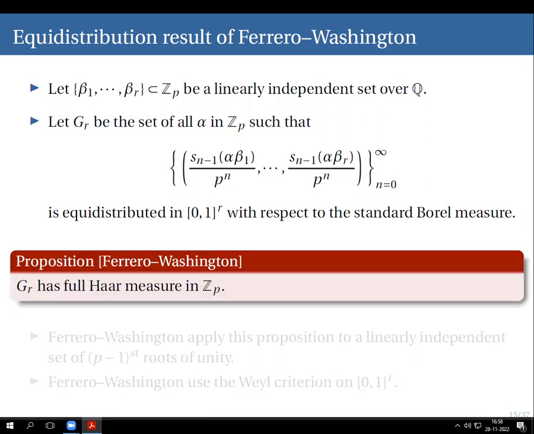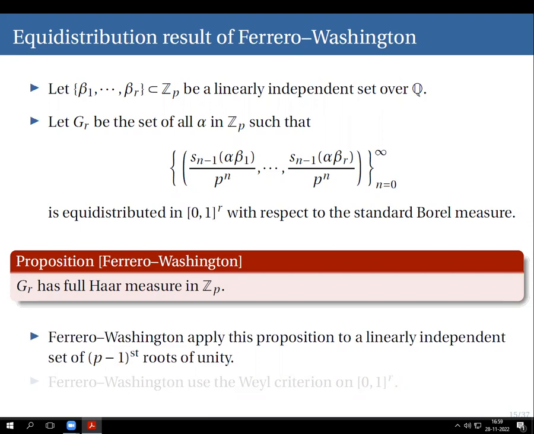And the main result is that G_r has full Haar measure in Z_p. Okay, so I have this subset of Z_p, a collection of all alpha such that this tuple is equidistributed in [0,1]^r. And so the main result is that this has full Haar measure in Z_p. And so they apply this proposition to a linearly independent set of (p-1)th roots of unity. And again, they have these very explicit elements, and they just use the Weyl criterion to show that this set is equidistributed.